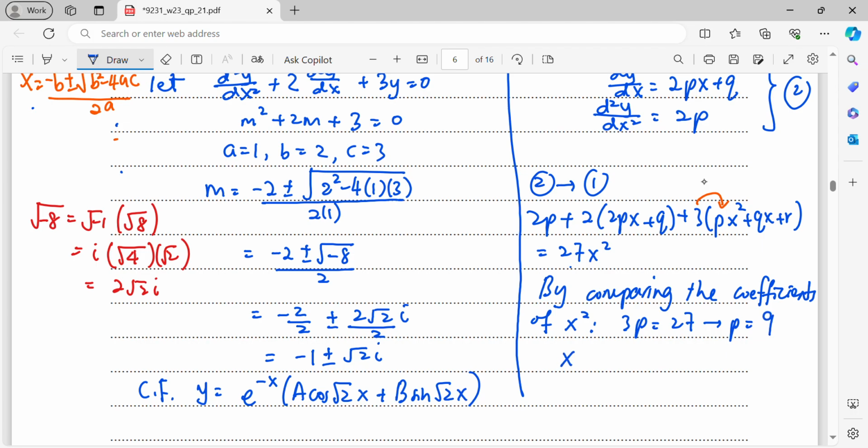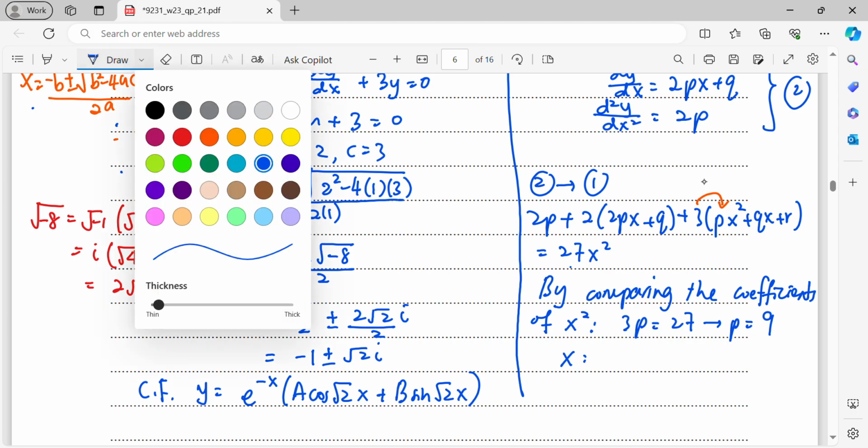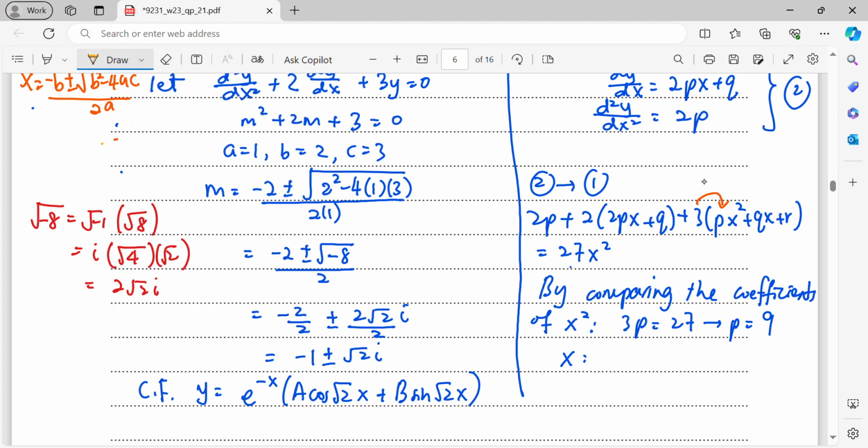Then I follow by comparing the x. Okay, so for the left hand side, here I will get x, and then the next one is also x, 3q. The right side has no x, that means it is 0. So here I will get 2 times 2p plus 3 times q equals 0. Okay, so now p is already found, which is 9. Just replace. This is actually 4 times 9. So 4 times 9 plus 3q equals 0. That means my 3q is negative 36. So my q is negative 12.